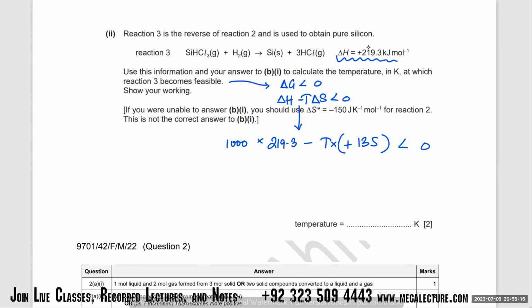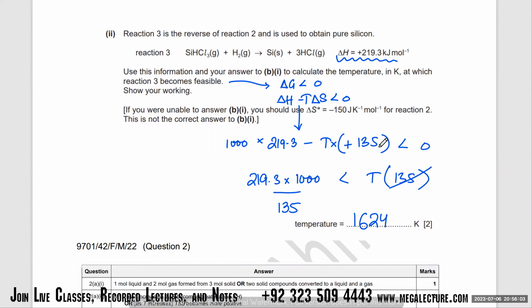So if I try and solve this, it's going to be 219.3. And on the other side, you're going to have T times 135. 135 goes to the other side. So, okay, what do you get? What is the value for temperature? 1624. 1624.